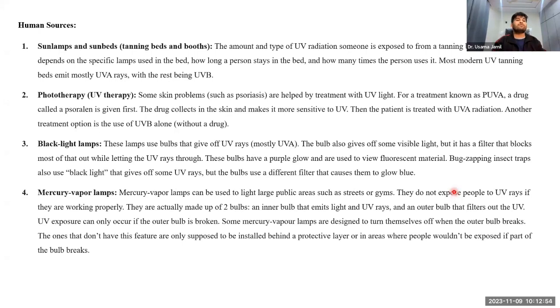If we talk about human sources, there are sun lamps and sun beds, which we call tanning beds and booths, phototherapy, which we call UV therapy, black light lamps, and mercury vapor lamps. There are different types of lamps and tanning beds that we use to generate artificial UV radiation. The amount and type of radiation someone is exposed to from a tanning bed or booth depends on the specific lamps used in the bed, how long a person stays in the bed, and how many times the person uses it. Most modern UV tanning beds emit mostly UVA rays, with the rest being UVB.